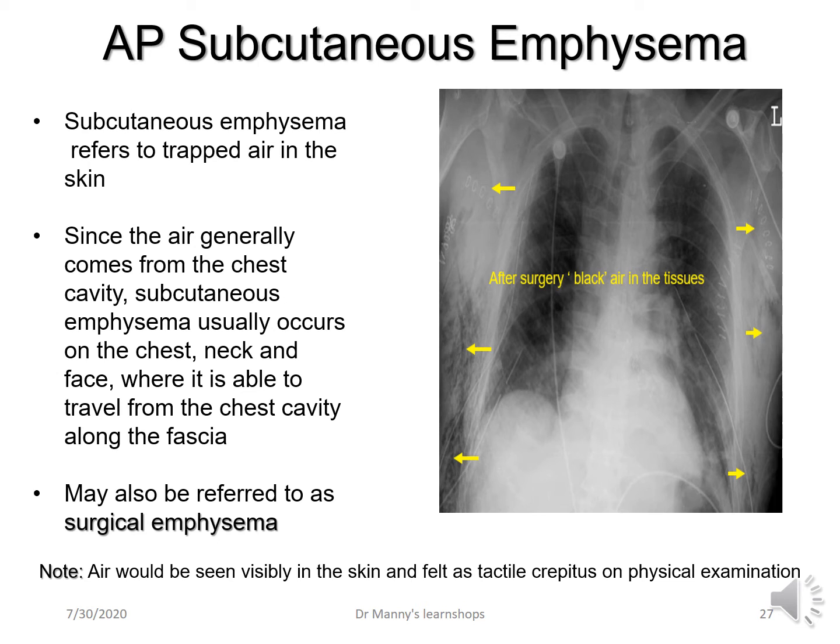Now, on physical assessment, if a patient had this, you would see the skin was edematous. But when you touched it, you would feel something called tactile crepitus, a crackling feeling under your fingers because of the crackling under the skin created by air. Since the air generally comes from the chest, subcutaneous emphysema usually occurs in the chest, neck, face, where it's able to travel from the chest cavity along the muscle fascia out to the skin.